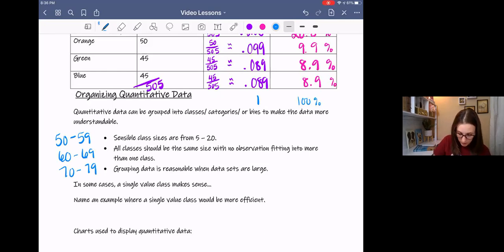If this had been 69, then there's overlap and your graph would be wrong. So you want to make sure there's no overlap.